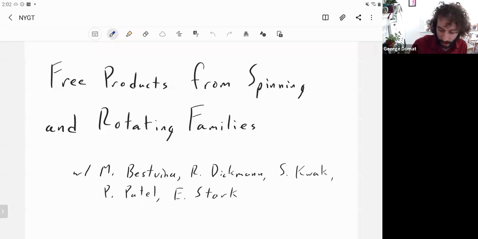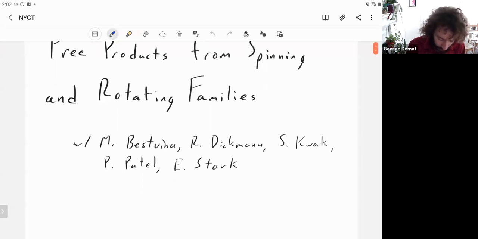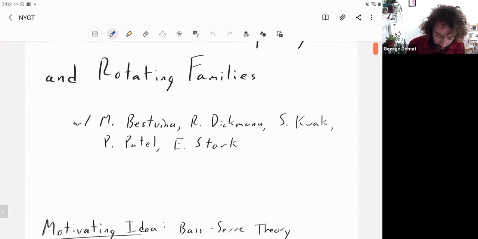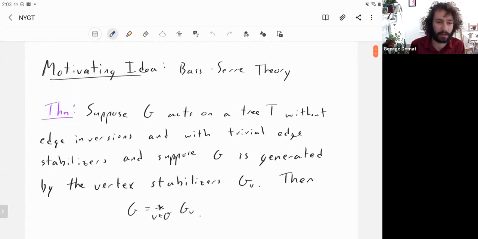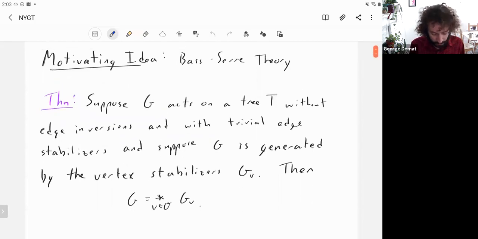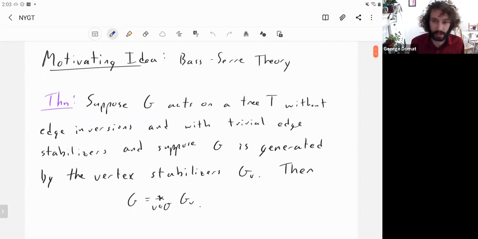To give a motivation of where all this work comes from, it comes from some ideas from Bass-Serre theory. Bass-Serre theory is pretty broad, but there's this theorem you can get, which is not the full power of Bass-Serre theory, but it's the setting that I care about. Suppose you have a group acting on a tree, without edge inversions and with trivial edge stabilizers. And suppose even more that your group is generated by all of the vertex stabilizers.